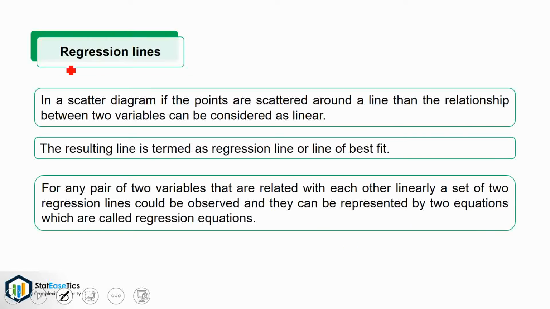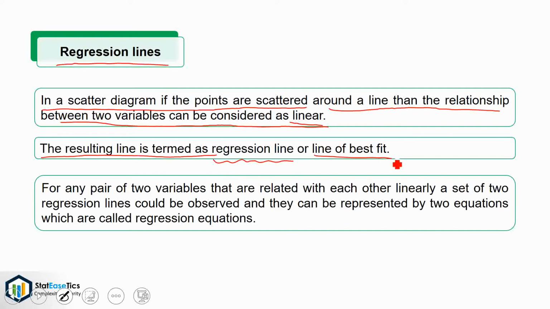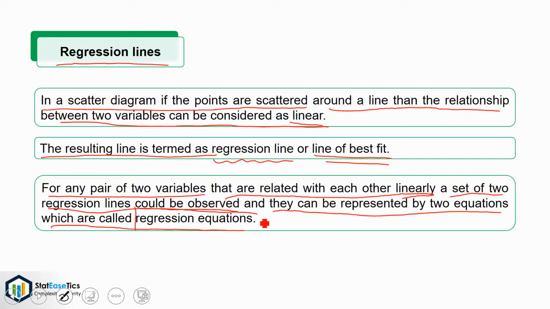Now let's see regression lines. In a scatter diagram, if the points are scattered around a line, then the relationship between two variables can be considered as linear. The resulting line is termed as regression line or line of best fit. For any pair of two variables that are related with each other linearly, a set of two regression lines could be observed, and they can be represented by two equations which are called regression equations.